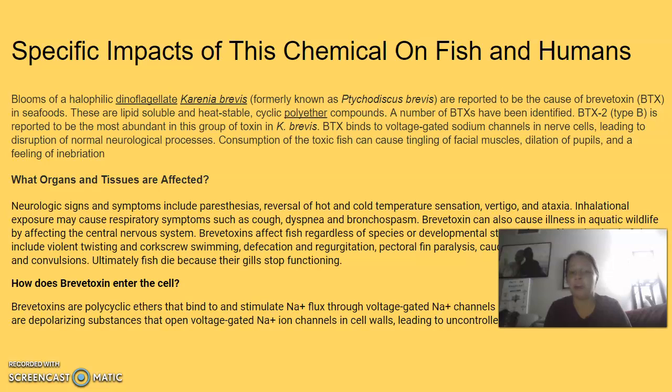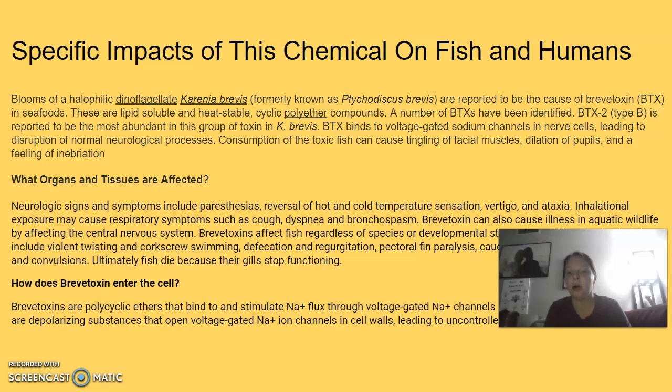Consumption of the toxic fish can cause tingling of the facial muscles, dilation of pupils, and a feeling of inebriation. What organs and tissues are affected by this chemical? Neurological signs and symptoms include paresthesia, reversal of hot and cold temperature sensation, vertigo, and ataxia. Inhalational exposure may cause respiratory symptoms such as cough, dyspnea, and bronchospasms.